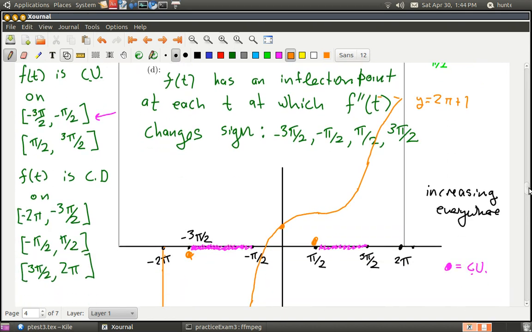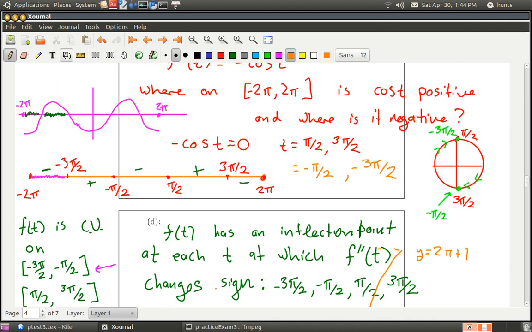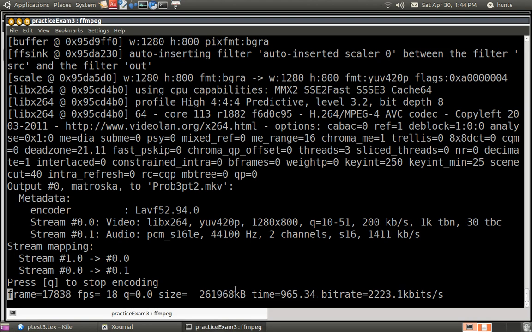So that's 2 pi plus 1, right? 2 pi plus 1 is this stopping place. So y equals 2 pi plus 1. And we have finished the picture. This is what the function looks like on that interval. And thanks for bearing with me on that long, hard problem.